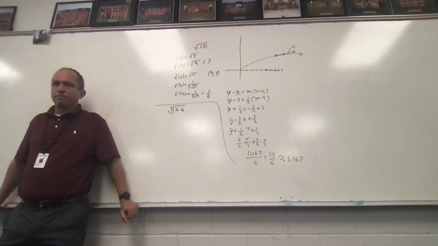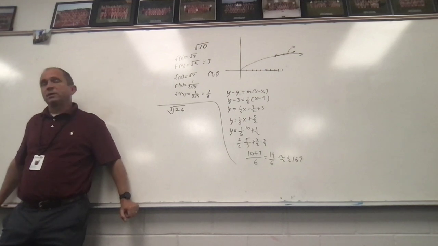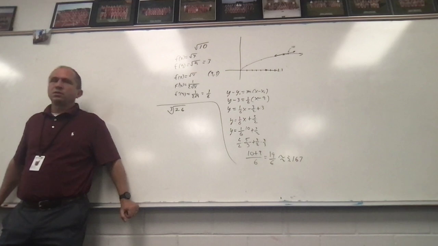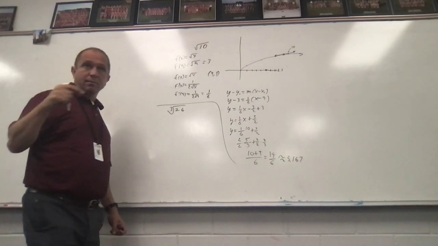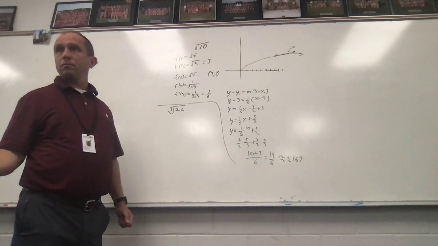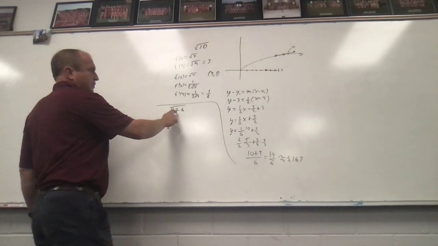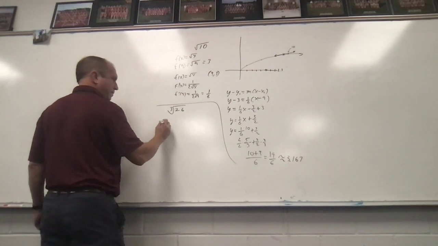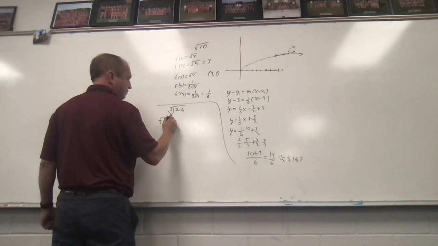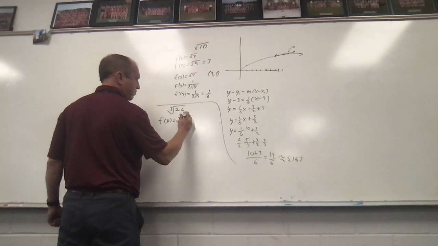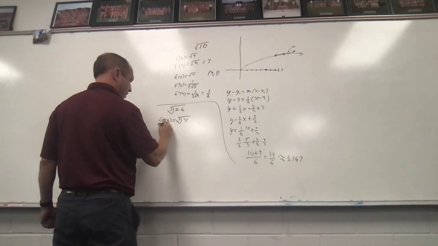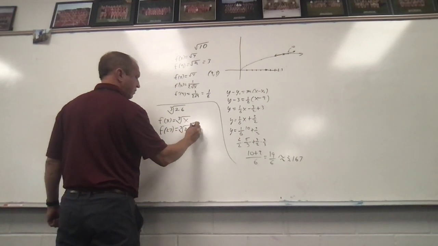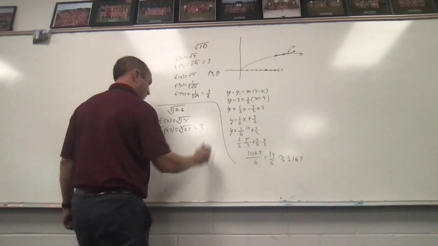Square root of 26 would be close to 5, but the cube root is close to 3. If you cube 3, you get 27. So this is really close. So I'm going to let, again, f of x equal the cube root of x. So f of 27 equals the cube root of 27, which is 3.